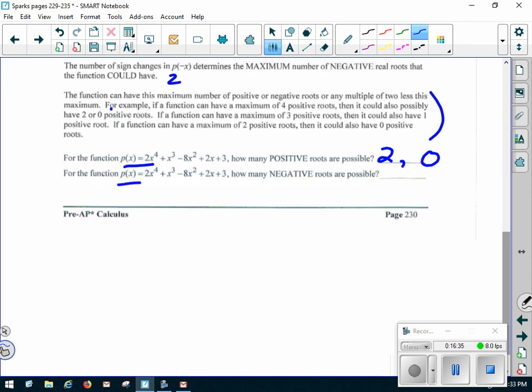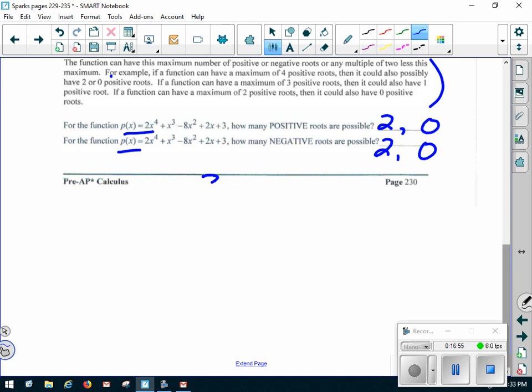For this function, how many negative roots are possible? Well, the maximum number is 2, but it might also have none. Multiples of 2 less than whatever the maximum is. If my maximum was 3, then it might just have 1. If my maximum was 5, it might have 5, but it might have 3, and it might have 1. So you start at that maximum and you just go 2 less. Exactly.